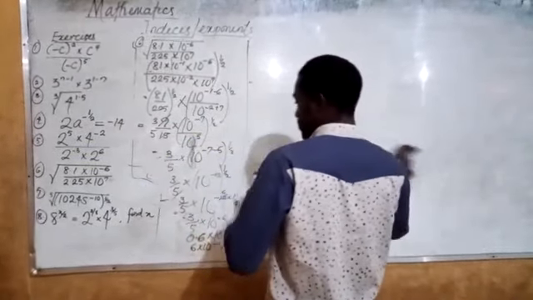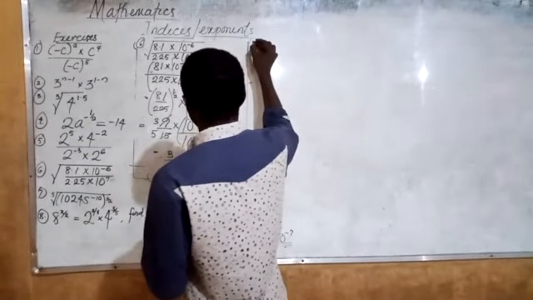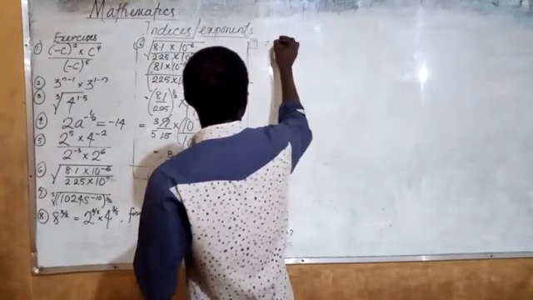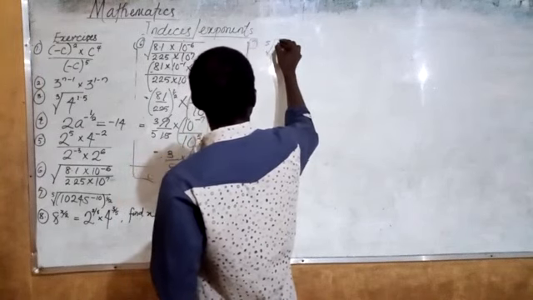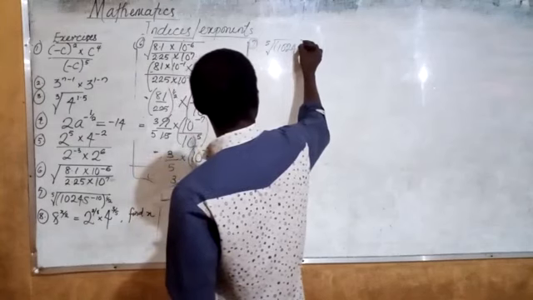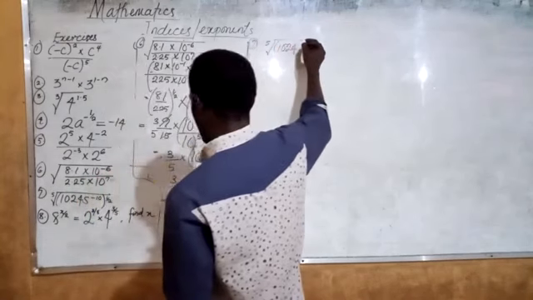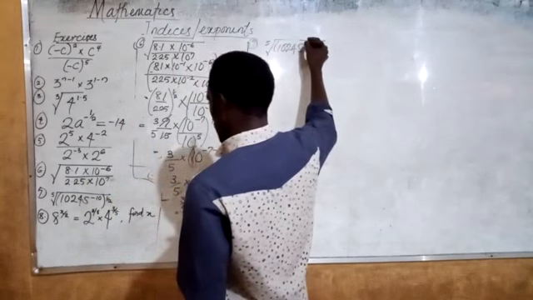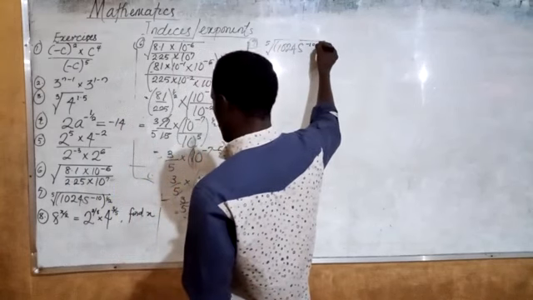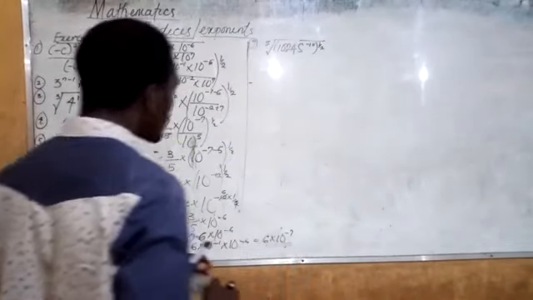So we have the fifth root. That's number 7 now. It says the fifth root of 1024 raised to the power minus 10, raised to the power half. Okay.